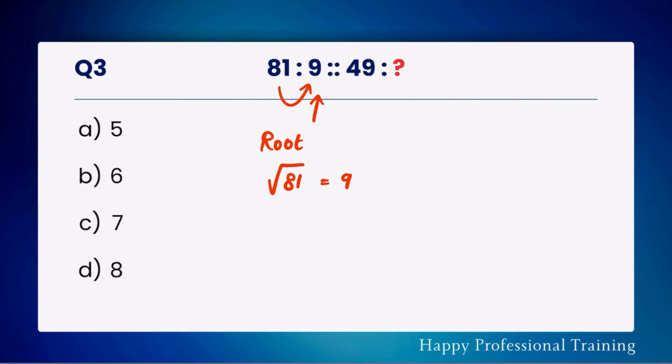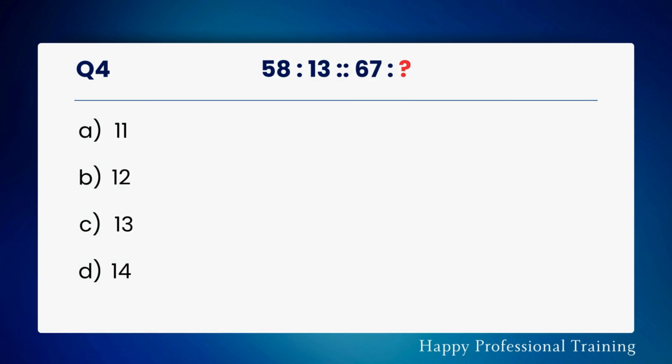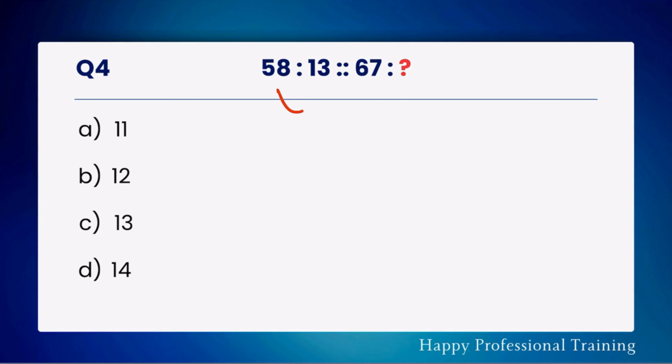So we repeat the same idea for the second pair. So what is the square root of 49? It is 7, which is option C. Let's take a look at the first pair, 58 and 13. Whenever the second number is smaller than the first one, we will not check for squares or cubes like we did in the first two questions. What did we do last time when the number was small? We tried roots. Let's try this here.